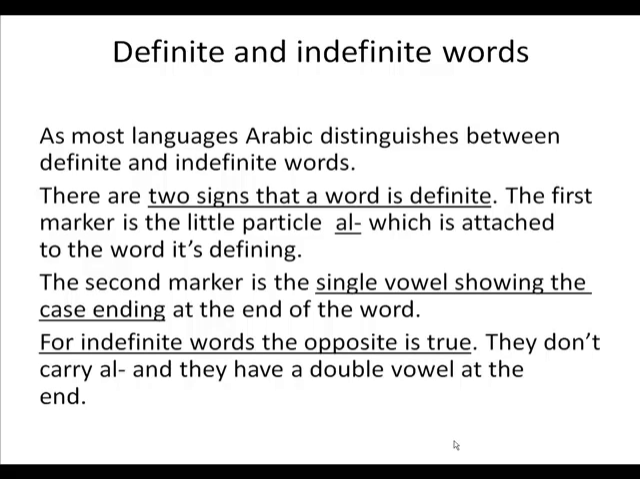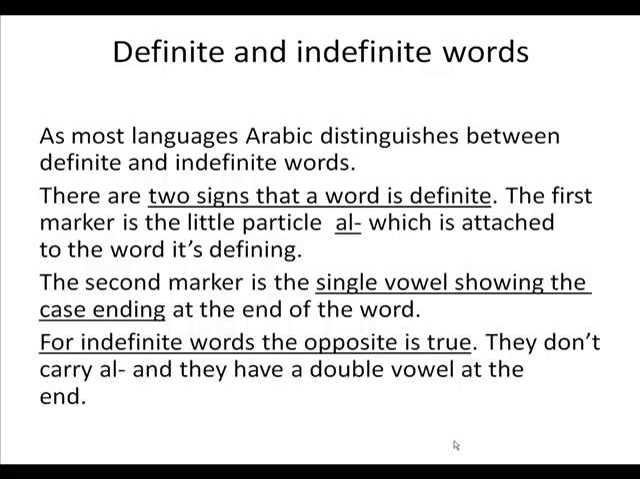In Arabic, there are two signs showing if a word is definite or not. The first sign is the two letters alif and lam, "al", that you attach at the beginning of a word. Beit is a house, any house. Al-Beit means the house. Okay? Al can never stand on its own, and the lam is always attached to the word al is defining.